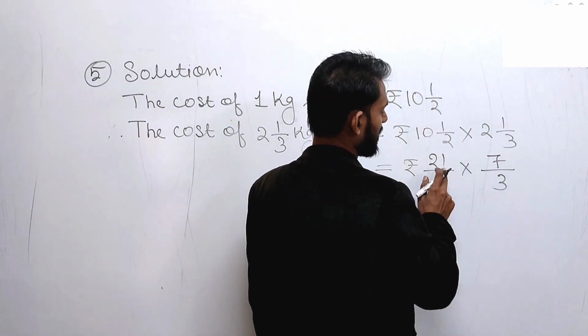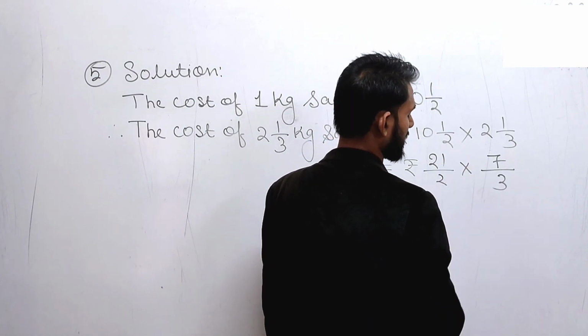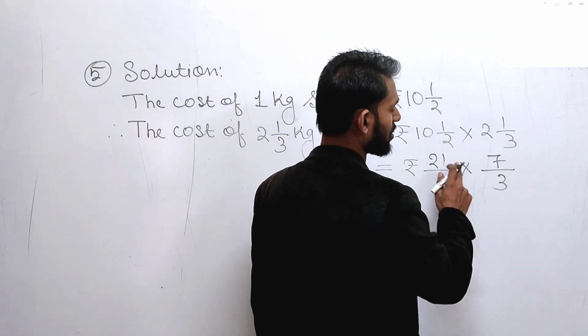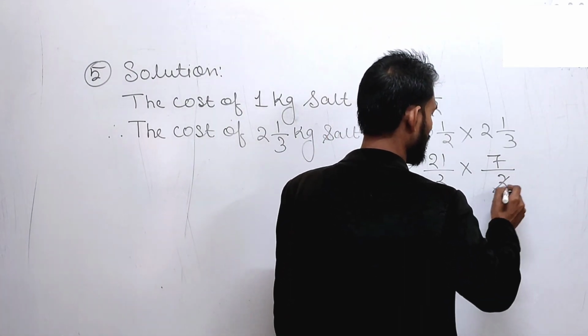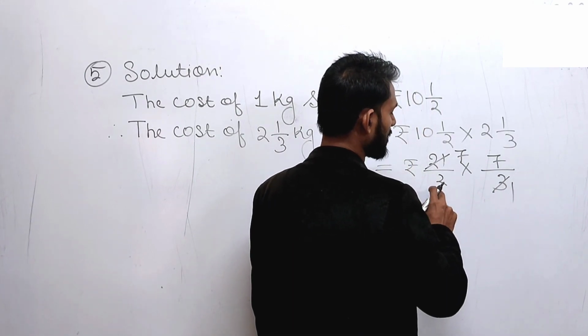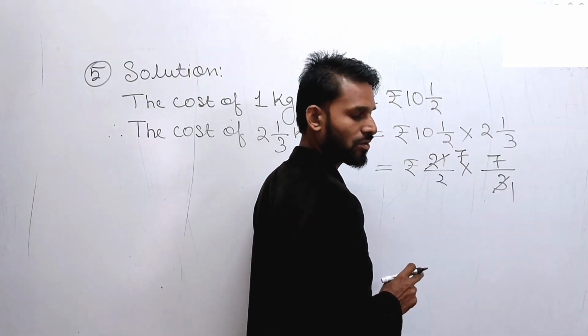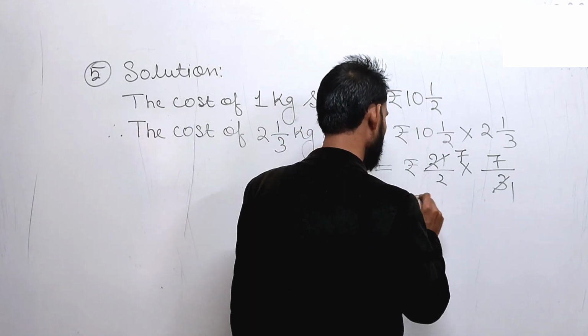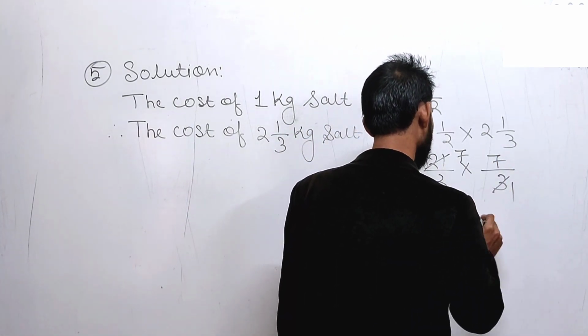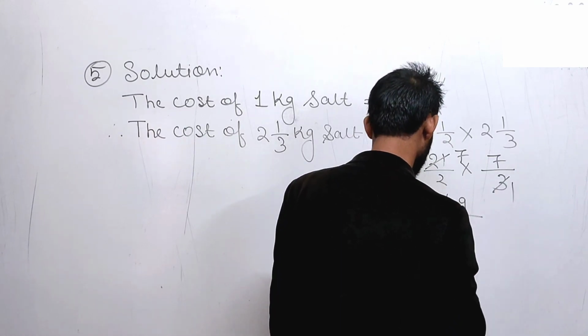Now you see that between numerator and denominator is there a common factor, 3 and 21. Is there a common factor or not? Yes. So 3 ones are 3, 3 sevens are 21. Now is there a common factor between 7 and 2? No. So you multiply the numerator. 7 into 7, that is 49, and 2 into 1, that is 2.